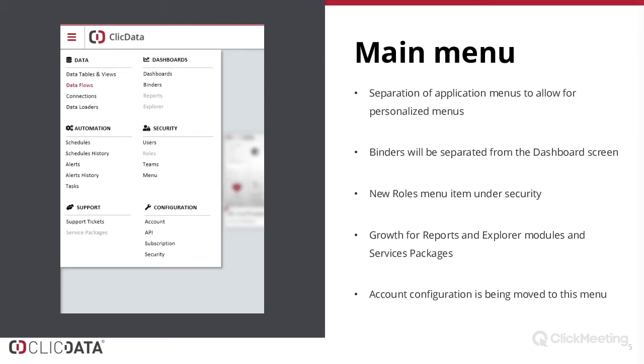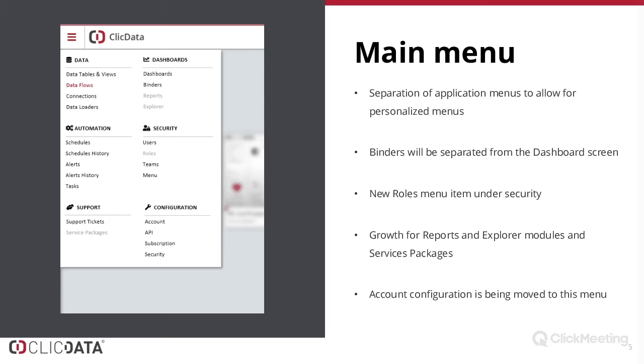Whereas before we had a dark bar at the top of the screen with the drop-down menus, we've taken this into one single drop menu with all the different menu options. And you've seen here a screenshot. This is the design screenshot. You'll see a lot of gray areas here: reports, Explorer, service packages, a few roles. These are upcoming modules that we're working on that will actually release throughout the next quarters.